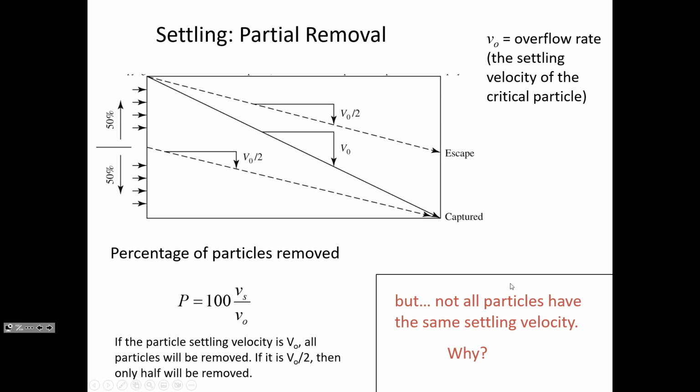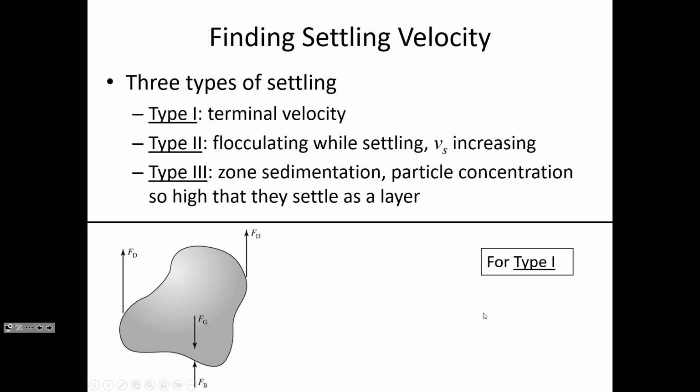But not all particles have the same settling velocity, and that is because they have different diameters. You're going to have out of the flocculator some particles with a small diameter, some with a large diameter, and so they'll all have correspondingly different settling velocities. And there are different types of settling. On Friday, I'm going to talk to you about type 2 and type 3 settling.